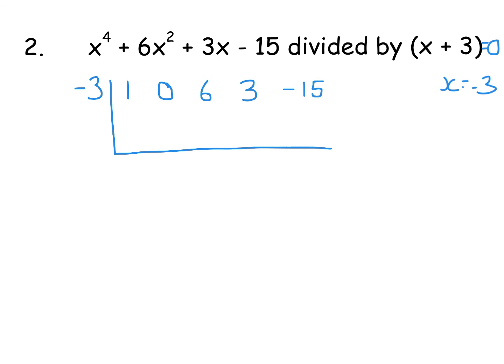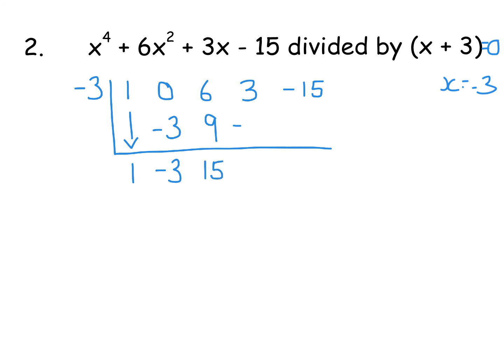Always watch out for that missing term. I'm deliberately doing it here to try and cover all bases. So the first number gets brought straight down. We multiply by minus 3 for all these ones today. So that gives us minus 3. 0 minus 3 is minus 3. Times by negative 3 is positive 9. 6 add 9 is 15.